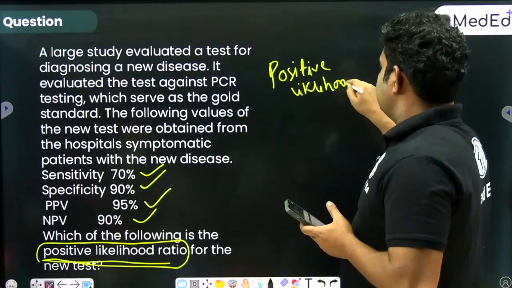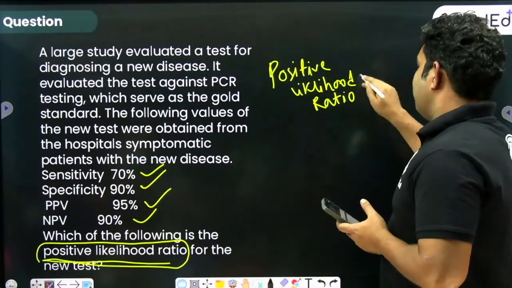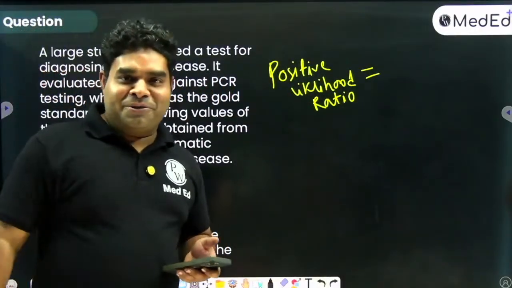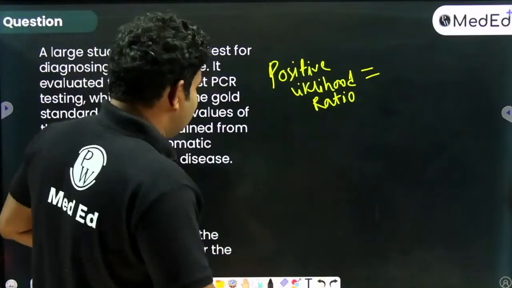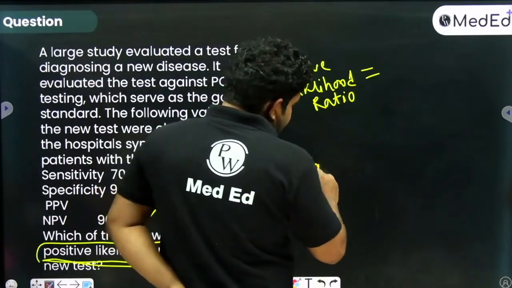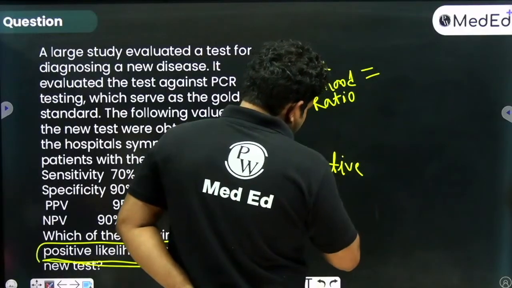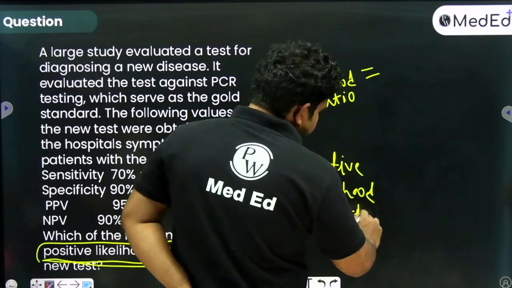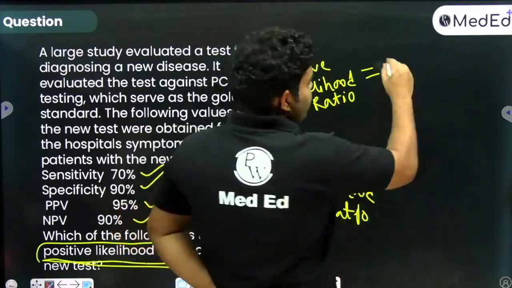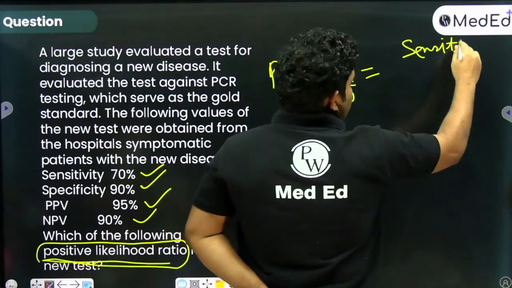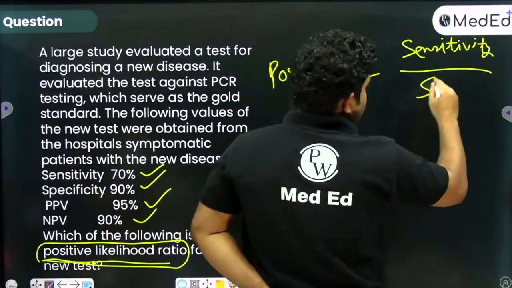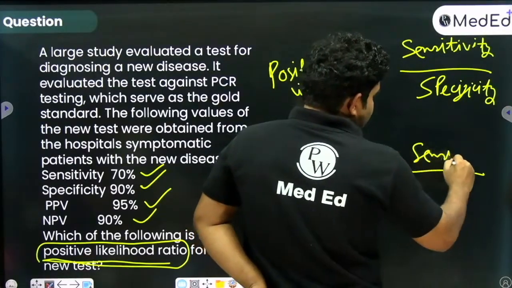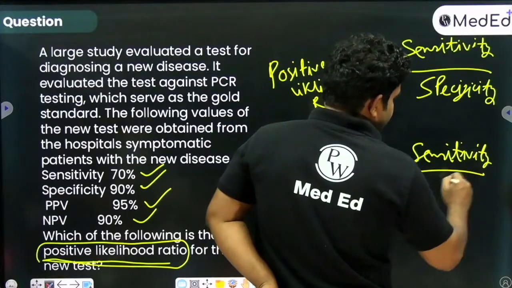And if you remember it once, I still remember in every exam I used to read it and remember it, and within the exam I used to get confused about what is the real formula of positive likelihood ratio. So it's not difficult to remember. See, in both positive likelihood ratio and negative likelihood ratio formulas, we write sensitivity above and specificity below. Sensitivity by specificity. Here also sensitivity by specificity, same thing.